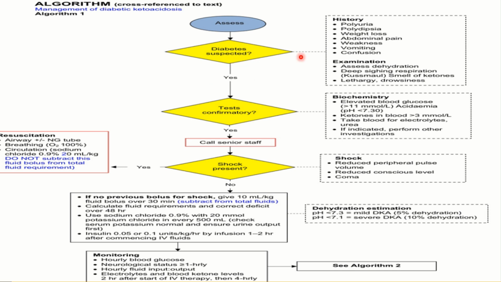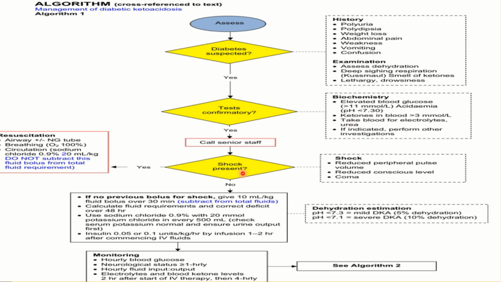If you are suspecting diabetes, you take the history, you do the examination. Yes, your suspicion is right. Then you do the test to confirm. What will you do? Biochemistry. You will test for RBS. So if the RBS is more than 11 millimole per liter and pH is less than 7.3, so you have diabetes here, you have acidosis here. Ketones are more than 3 millimole per liter, so you have diabetic ketoacidosis, all of these three. So you're confirmed. Along with that, you can do electrolytes, urea, and others according to the symptoms. So basically you have to do 3: one is the blood glucose level, one is pH, one is ketone body.